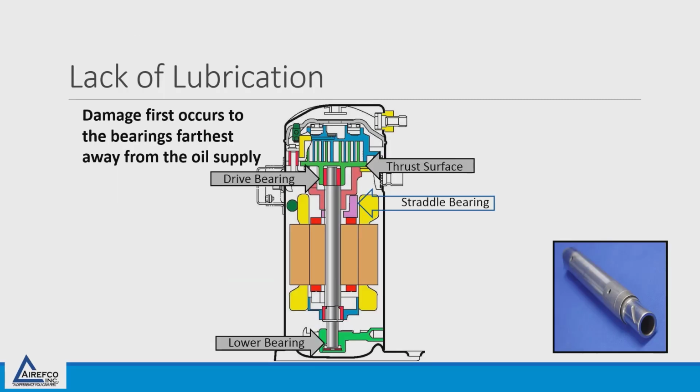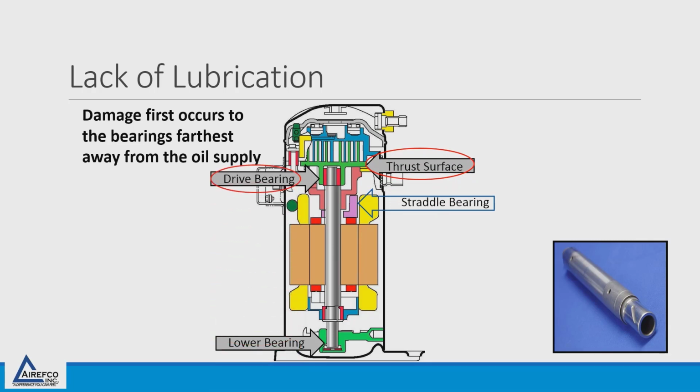When lack of lubrication occurs in a compressor, damage first occurs to the bearings farthest away from the oil supply. This is a cutaway drawing of a Copeland scroll compressor. So the damage would first occur to the thrust bearing on the top of the scroll.